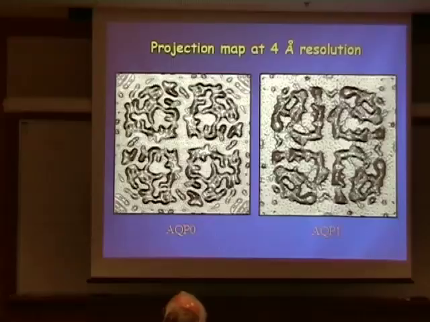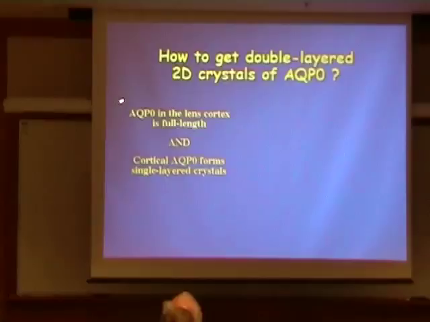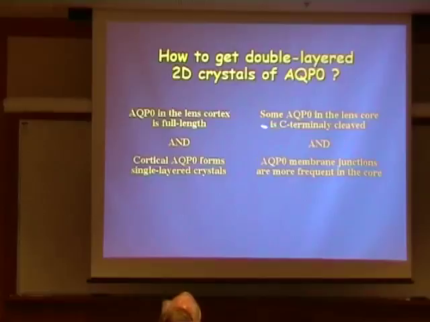But then instead of giving up, because we were really interested not in the structure of yet another AQP1, we really wanted to know the structure of the membrane junction. So we had to think and figure out how we can form these double layer crystals. What we knew so far is that when we isolate AQP0 from the lens cortex, where we have the full-length protein, if we reconstitute this into a membrane, we get single layer crystals. At the same time, we know that AQP0 in the core of the lens is both C and N terminal cleaved. And what we also found when you read the literature, which is good to do every now and again, is that you have more membrane junctions in the core of the lens.